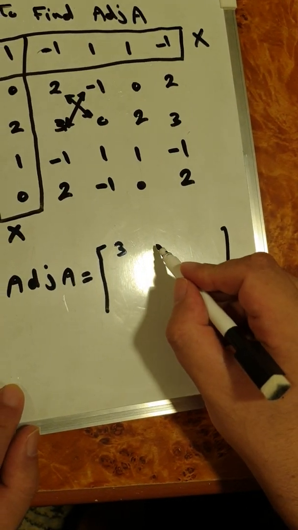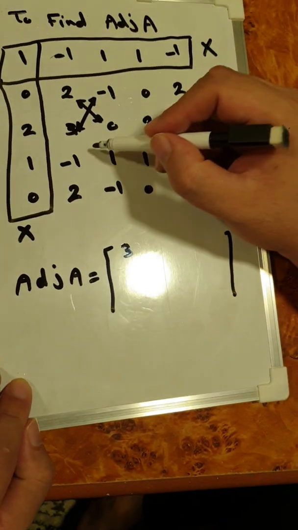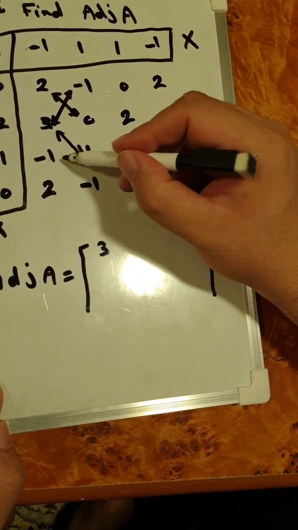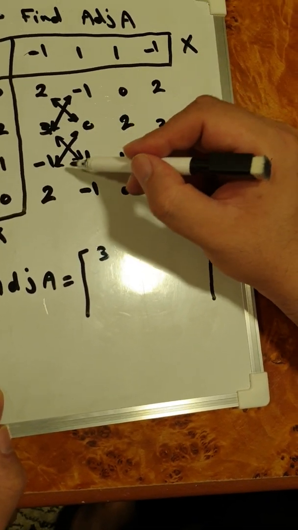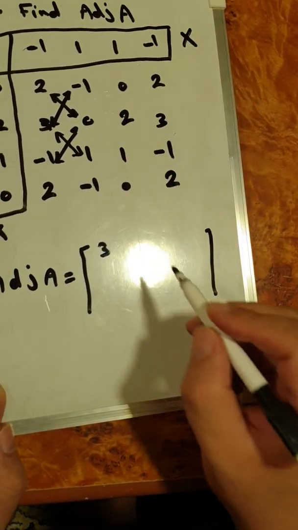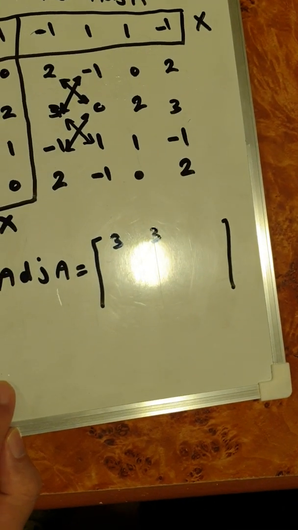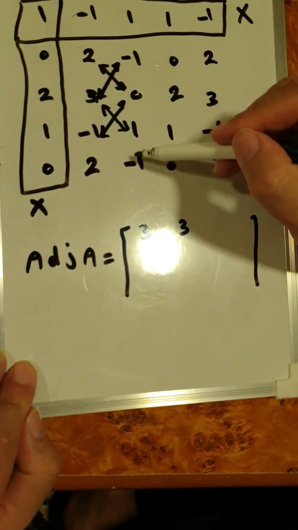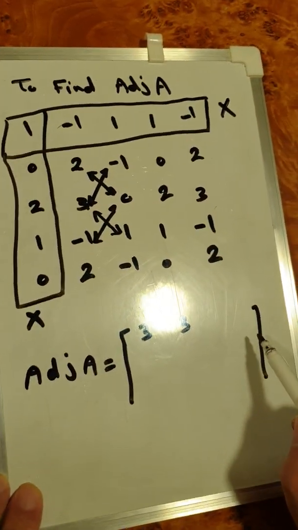To find the second element in this row, we again do the same calculation. We multiply 1 multiply 3 minus 0 multiply minus 1, so the result is 3. I remind you we make the calculation column wise and we write the entries here in the adjoint matrix row wise.